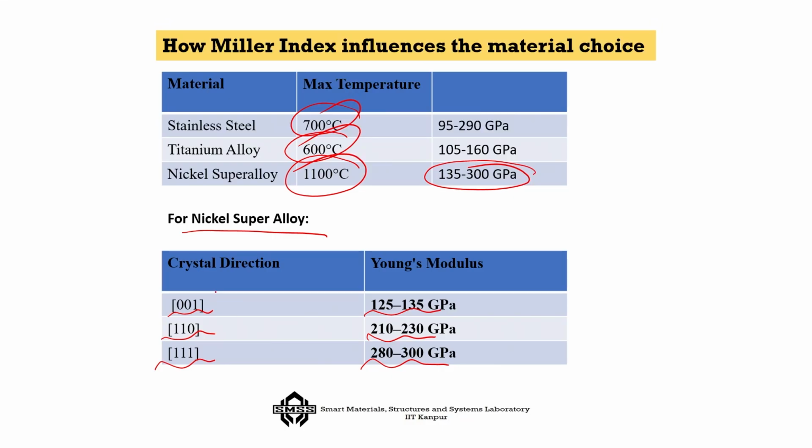Remember, it is creep. So for creep, it is important that the thermal stress is always relieved, and hence I will not choose 111, but I will choose 001 or 100s, because it is that direction where it is most flexible. So there will be no thermal stress concentration. So that is a decision.